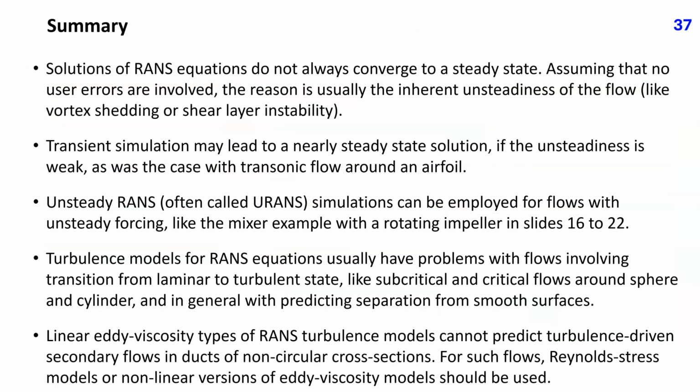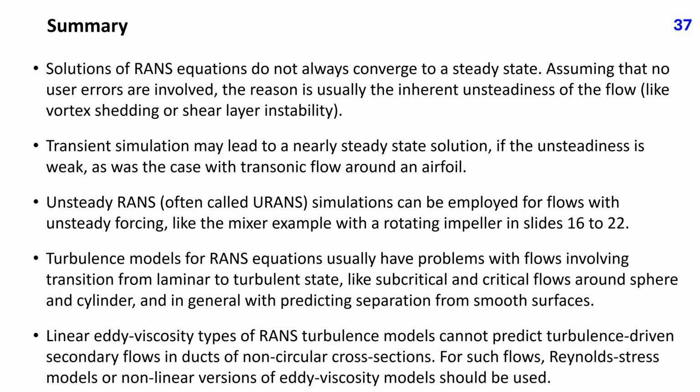Here is a summary of this lecture. Solutions of RANS equations do not always converge to a steady state. Assuming that no user errors are involved, the reason is usually the inherent unsteadiness of the flow, like vortex shedding or shear layer instability. Transient simulation may lead to a nearly steady state solution if the unsteadiness is weak, as was the case with the transonic flow around an airfoil.